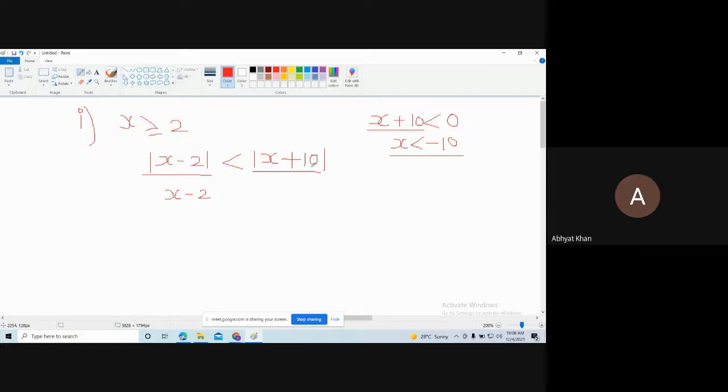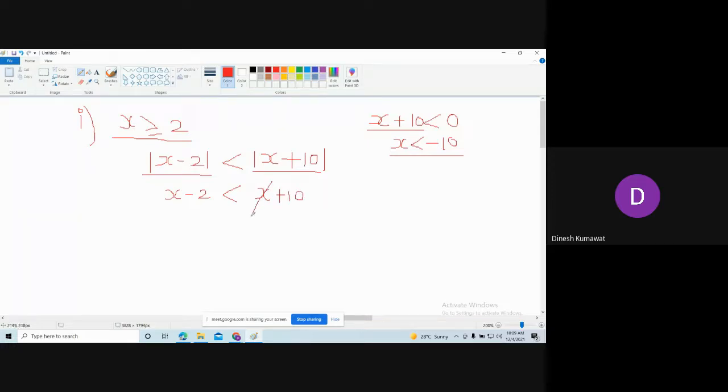But here, how are we considering x? x is bigger than or equal to 2. Now tell me, what can I say about this modulus then? Positive. The modulus is always positive. Is case number 1 clear? Yes, sir. So here this is exactly the same as x plus 10.